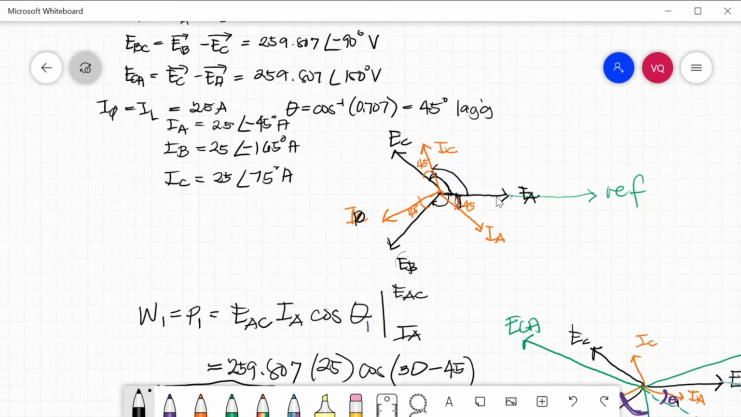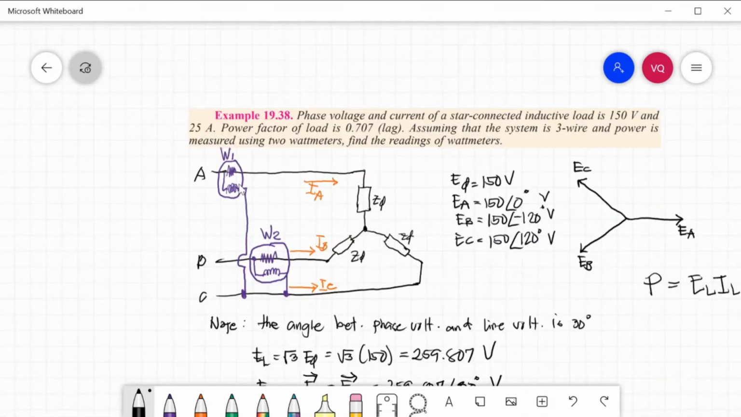So, solving now your wattmeter 1. Our wattmeter is an instrument used to read the power of the system. For our wattmeter 1, the line current or the ammeter is connected to line A, and its voltmeter is connected across line A and line C. So the common connection is line C. For wattmeter 2, the ammeter is connected to line B, and the voltmeter is connected across B and C. This is our wattmeter 2.